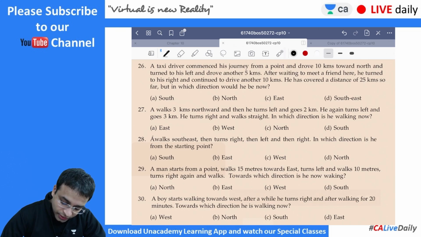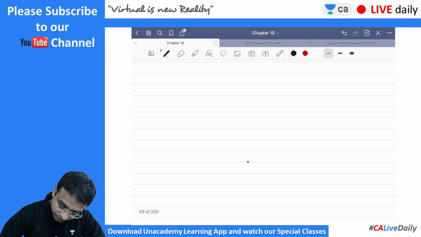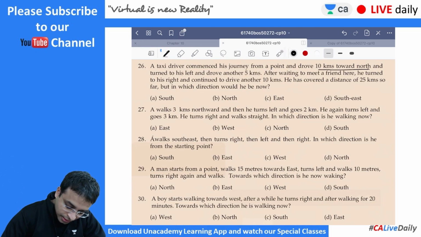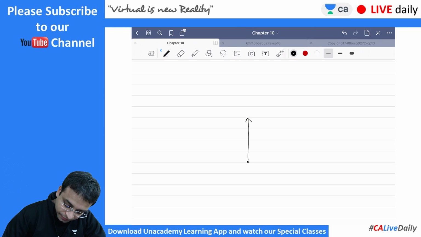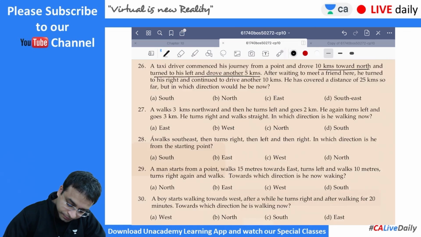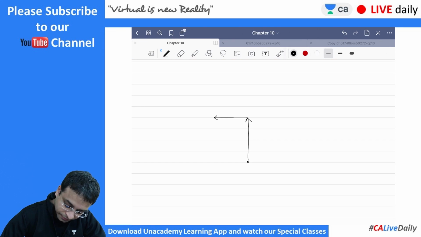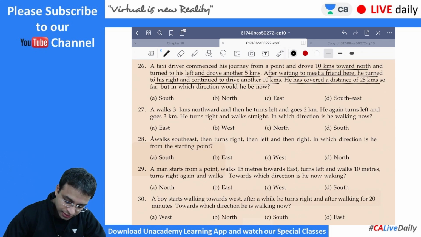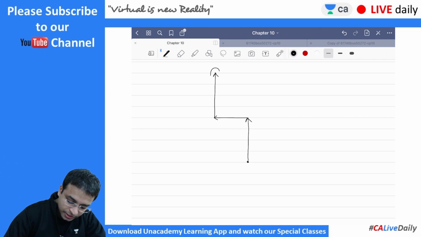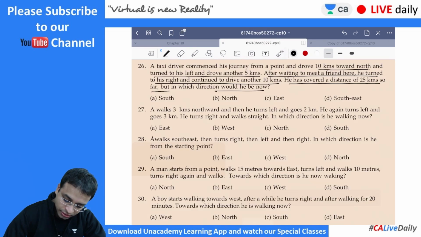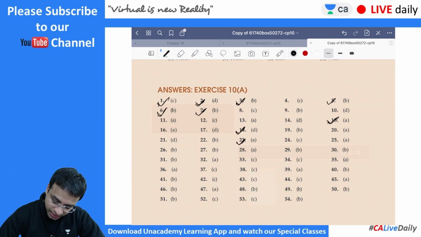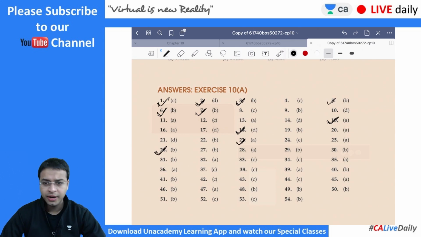So he commenced his journey from a point and drove 10 kilometers towards north, and turned to his left and drove another 5 kilometers. After waiting to meet a friend here, he turned to his right and continued to drive another 10 kilometers. He has covered a distance of 25 kilometers so far, but in which direction would he be now? He is currently in the north direction. 26th, option B is the answer. I hope everybody has got it.